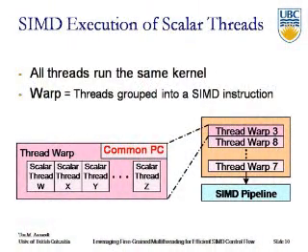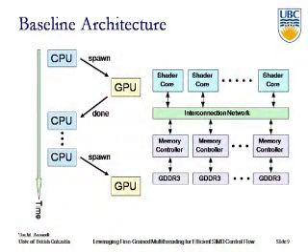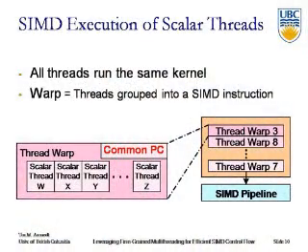Let's zoom in on one of these cores and see what it's doing. So we're going to have multiple thread warps, all threads, again, running the same kernel of the data parallel section. Again, a warp is going to be a bunch of threads grouped together into a SIMD instruction. The idea here is we have one SIMD pipeline, and we're going to do multi-threading where we've got a bunch of thread warps ready to go. They're ready to be executed on the pipeline, and then each cycle we're going to select one of these thread warps and execute it on the SIMD hardware.